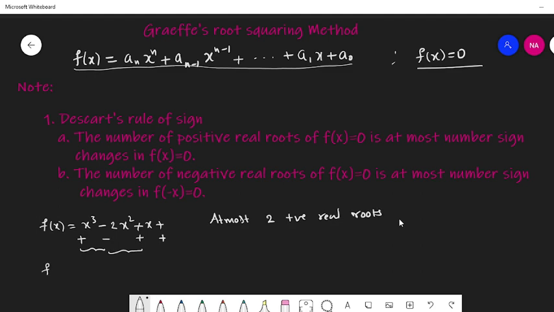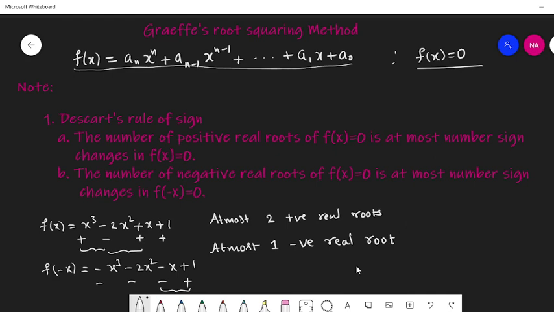Now if you replace x by minus x here, then we will be getting minus x cube minus 2x square minus x plus 1. Now here minus minus minus plus. There is only one sign change. So at most one negative real root. This is what Descartes' rule of sign says.